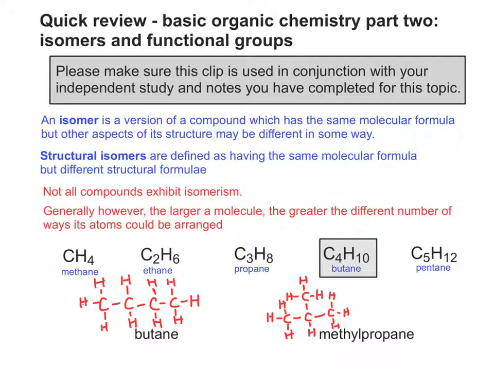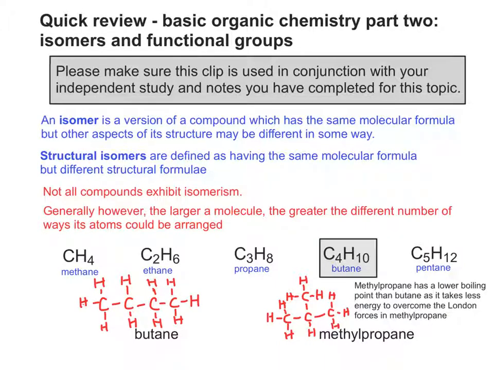Now it's also worth pointing out at this stage, methylpropane has less surface points of contact compared to butane, so less London forces exist. And what this leads to is methylpropane having a lower boiling point than butane, because it takes less energy to overcome the London forces in methylpropane. In fact, we can take it as far as saying more branched isomers always have lower boiling points than lesser or unbranched ones for this very reason, which will be illustrated when we look at pentane.